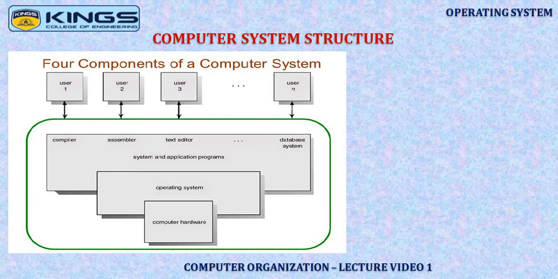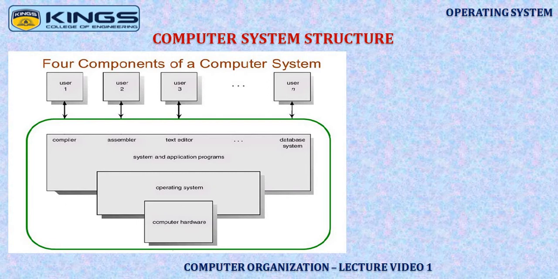The layered organization of components of the computer system is pictorially represented here. As seen, hardware takes the bottommost layer of the computer system. The second layer is the operating system that connects or interacts with the layer above, which is the system and the application programs. So whenever the user is accessing the system by means of the system and the application programs, it is the operating system which is going to interact with the hardware and perform the task for the user.